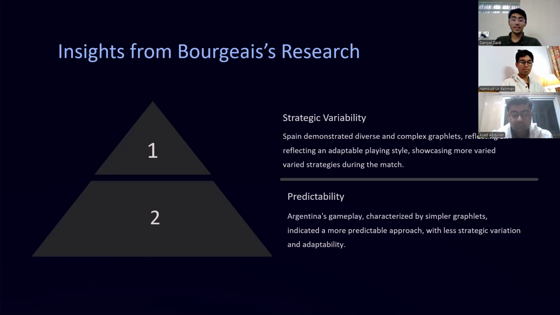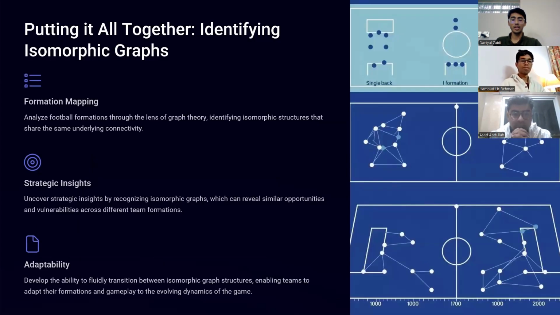Transition profiles. Heat maps provide a visual representation of transitions between graphlets. Spain's transitions span a broader spectrum, underlining their strategic flexibility and adaptability to varying game scenarios. In contrast, Argentina's transitions are concentrated within a narrow range of graphlets, highlighting a more structured but predictable gameplay style. The significance and implications follow that the Borges research underscores the potential of dynamic graph analysis to uncover hidden patterns in complex systems like sports.